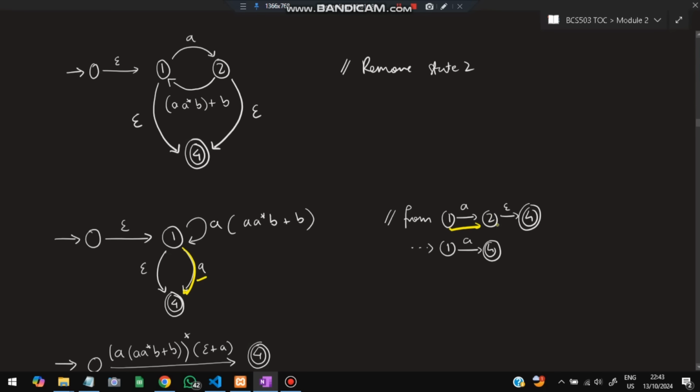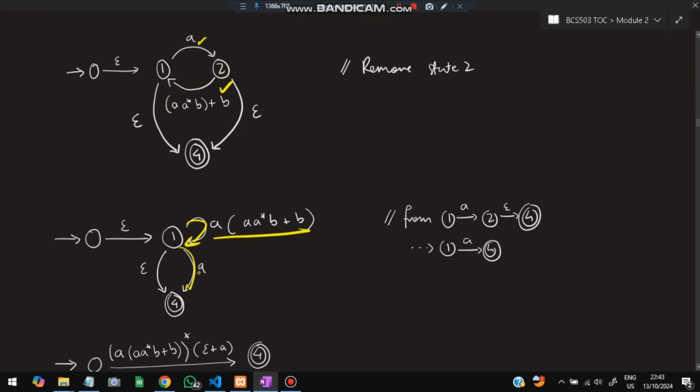From 1 to 2, I'm going through A, and from 2 to 4, I'm going through epsilon. So it actually means from 1 to 4, I'm going through only A. That's what I've written here, 1 to 4, only through A. This A came from this one. First this A is coming, and from this, this is coming, so A is getting concatenated with this one. First A, then this, and this is a self loop here.